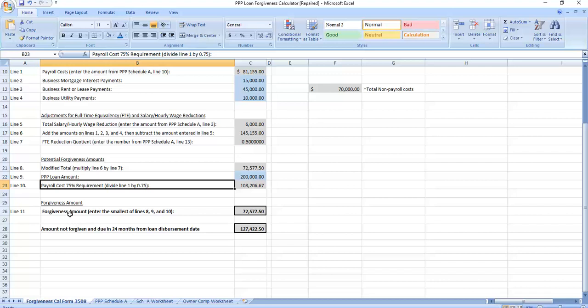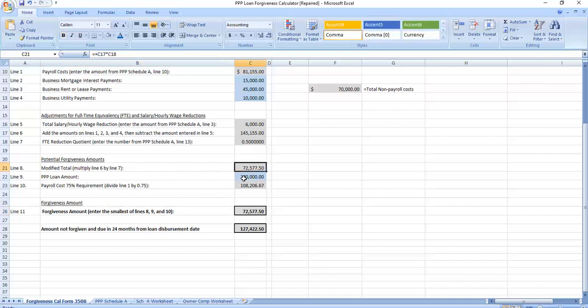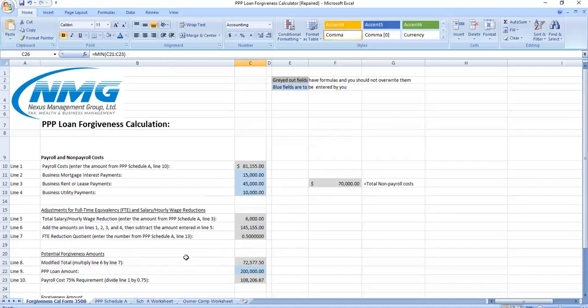Now the next item here is to see which of these are the least. We have the modified amount here, which is 72K, and this is the total loan received, and this is the 75% requirement. The least of these is what is going to be forgiven. So 72,577 is going to be forgiven, and the remaining amount would be considered a loan for 24 months, and the first 6 months is going to be covered by SBA. For the remaining 18 months, you'd pay with an interest rate of 1%.